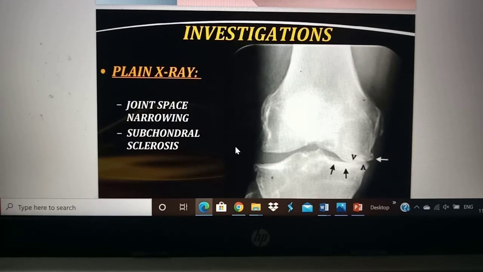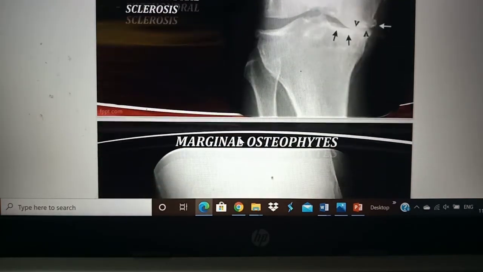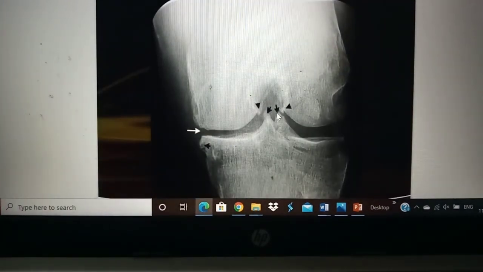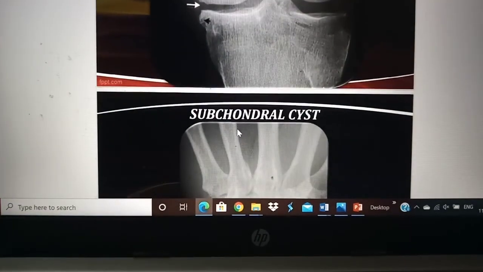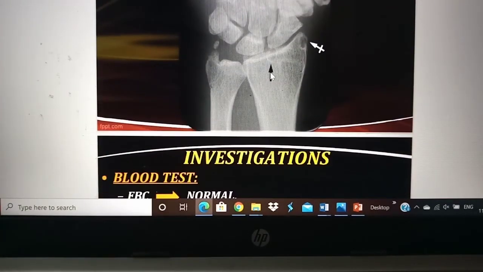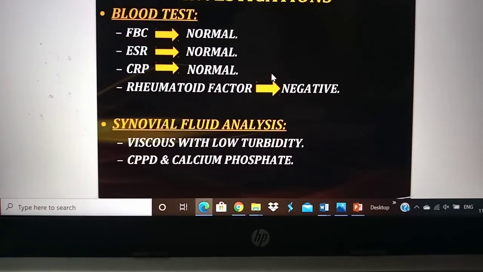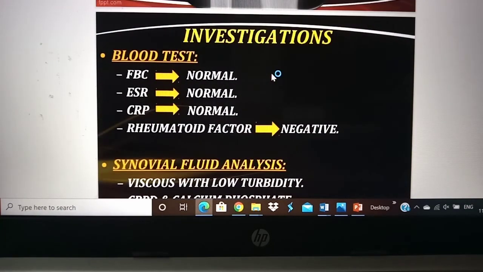that there is narrowing of the joint space, and there will be subchondral sclerosis, and you can also see osteophyte formation in some of the X-rays. Here there are marginal osteophytes present, new bone formation. Then cysts are present, subchondral cysts. Investigations we can do are blood tests: full blood count, ESR, CRP are all normal, and rheumatoid factor is negative.